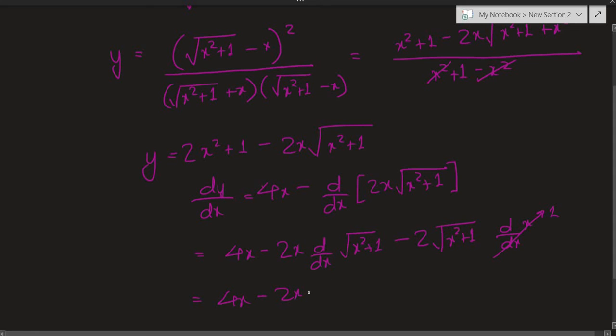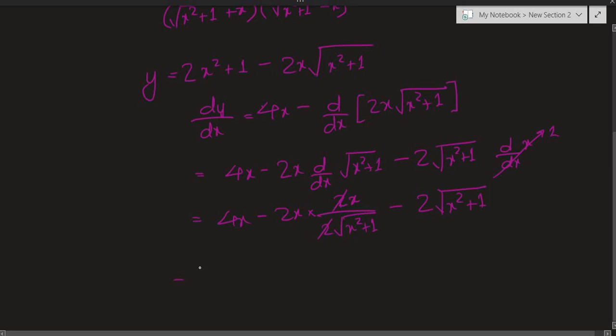Now we can use the chain rule. So the derivative of the square root was 1 over 2 times that same square root. And now by the chain rule, the derivative of x squared plus 1 is going to be 2x. Derivative of 1 is 0, as I said. And we have negative 2 times the square root of x squared plus 1 here. So one of these 2's is going to cancel out, and we end up with 4x minus 2x squared divided by x squared plus 1 minus 2 times square root of x squared plus 1.